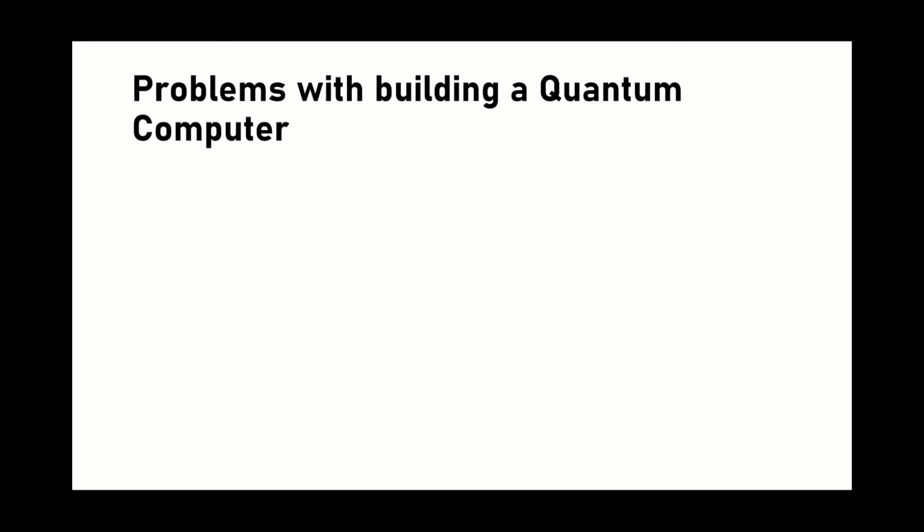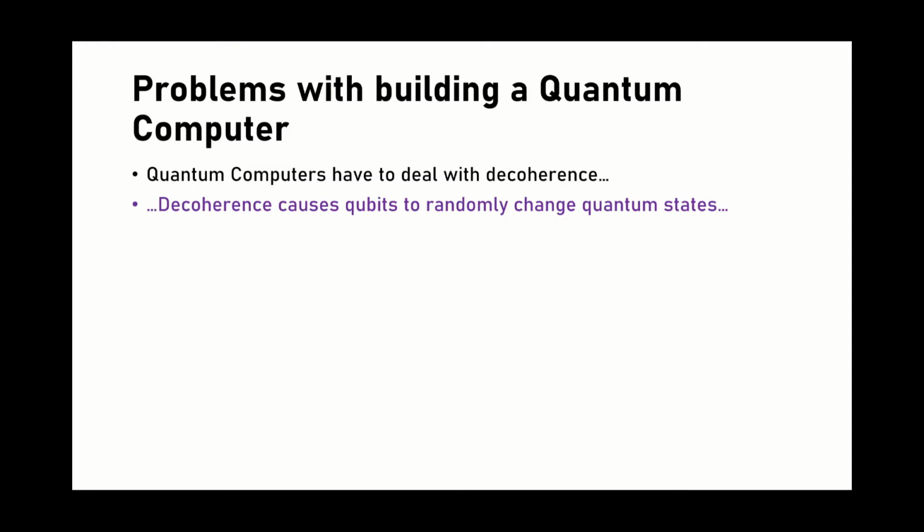Since you have to follow quantum mechanics, there are some principles that we don't want. Quantum computers have to deal with decoherence, a principle in quantum mechanics. Now, decoherence causes qubits to randomly change quantum states. And this is a result of environmental factors interacting with these qubits that we don't want.